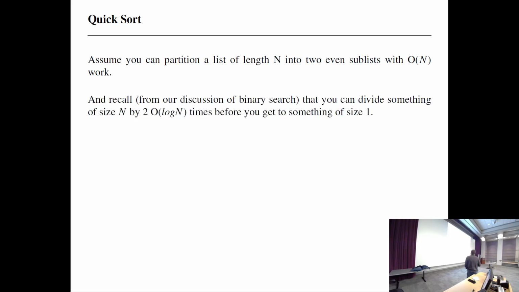All right, so we're going to partition that length n list into two hopefully even sublists while doing a linear amount of work. So that suggests I'm going to take my jumbled list, scan it, and maybe do some modification. At the end of that scan, which will take order n work, I will have the list partitioned into a lower half and a higher half. That's the general scheme of things. And recall from our discussion of binary search, thank you back there, whoever remembered it was divide and conquer, that you can divide something of size n by 2 order log n times before you get to something of size 1.